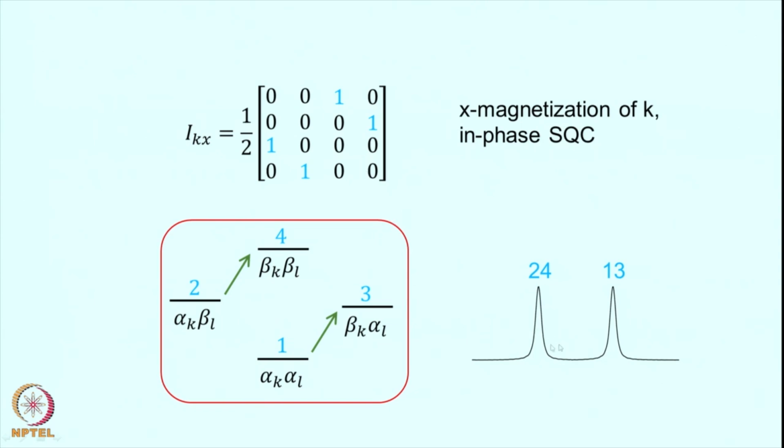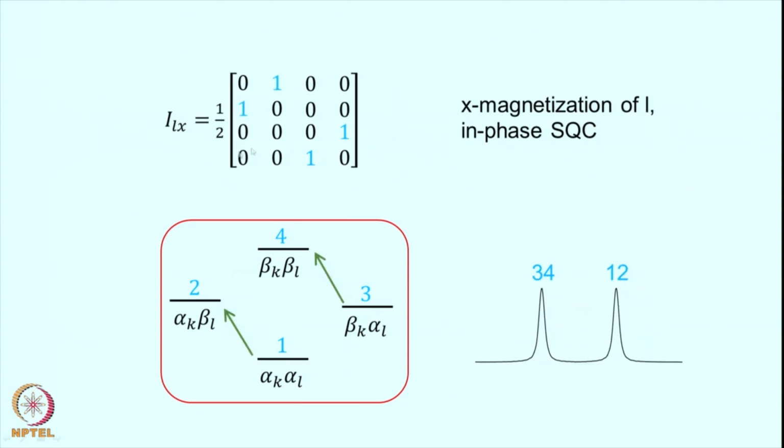So therefore these two transitions will be represented as 1 3 2 4, and both have the same sign because these coherences have the same sign. Now if I take the other one, ILX, these elements are non-zero. Now what are these? 1 2 is this and 3 4 is this. Now here it is the L spin which is flipping, the K spin is constant. That is why these are the L spin coherences.